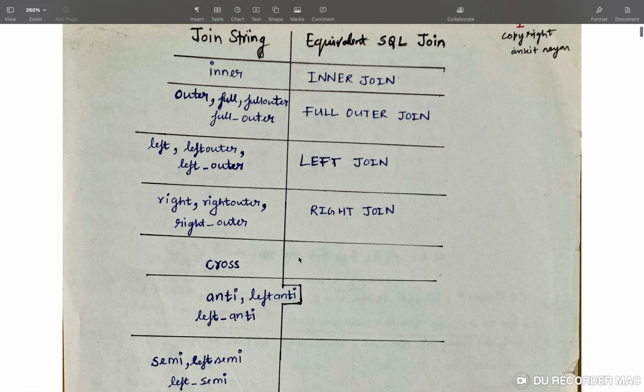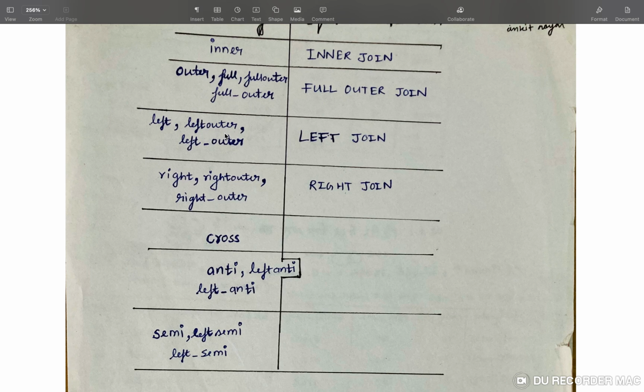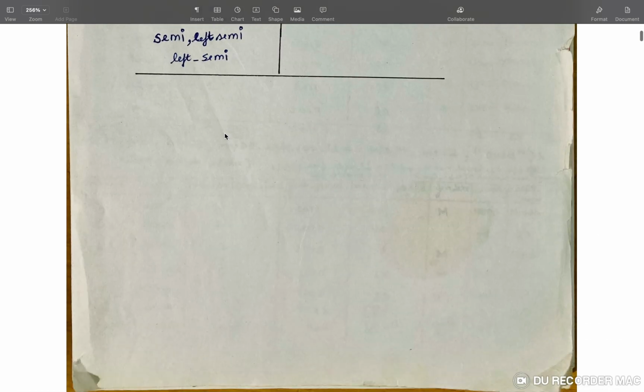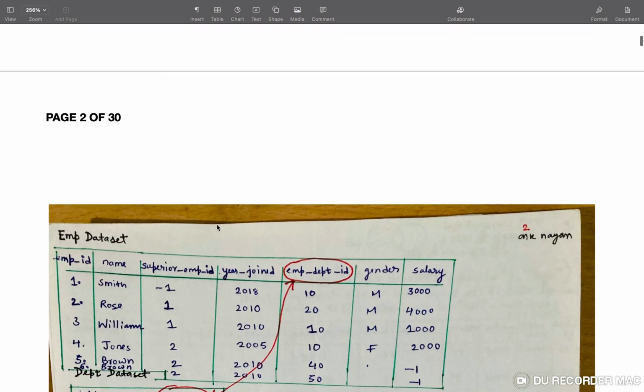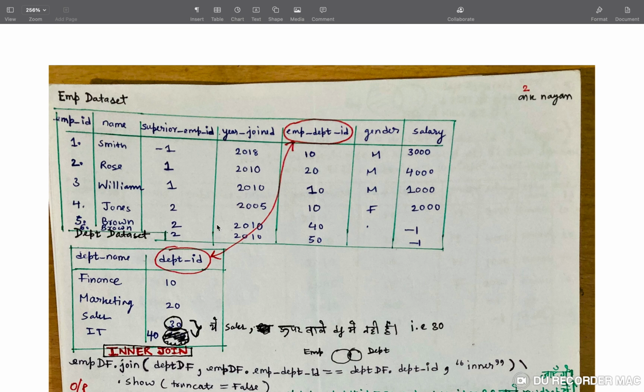So here are some joins which we are going to discuss in this lecture: inner join, outer join, left join, right join, cross join, and left anti-join, left semi-join. Before diving deep into that, let's study our data set which we have right now. There are two data sets: employee data set and department data set, or you can say data frame.